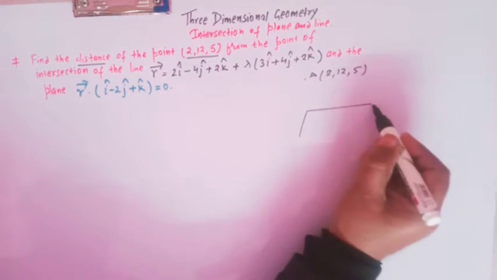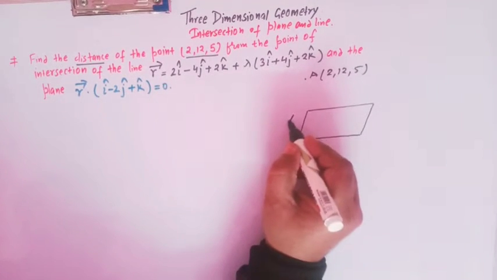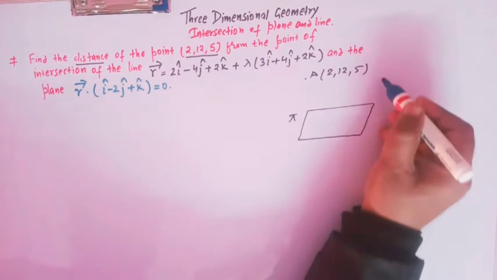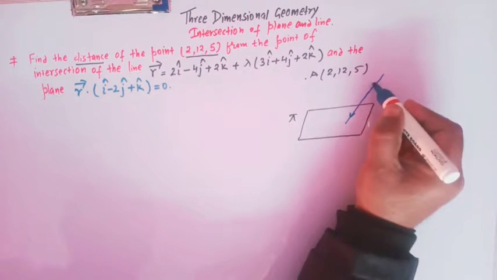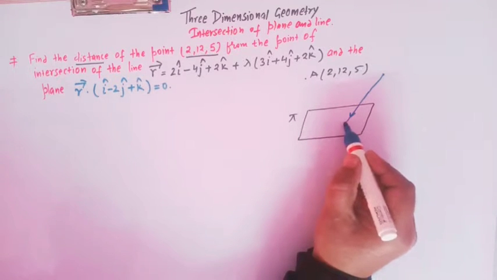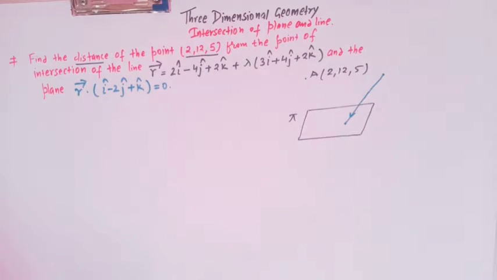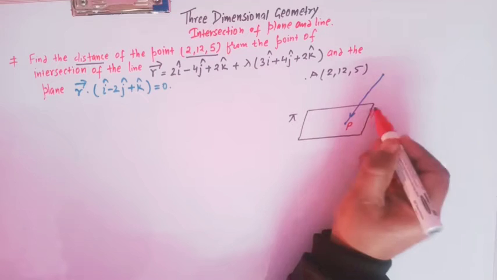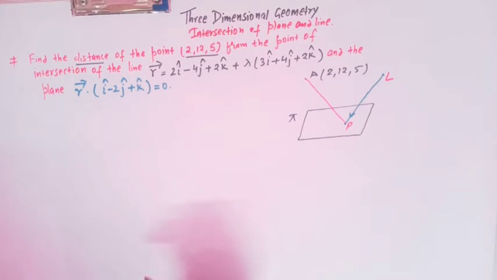Suppose we have this plane, and let us denote the plane by pi, and we have a line, say this is the line. Here this is the point of intersection of this line and plane. Say this is point P, the point of intersection of this plane and the line, and we have to find this distance.